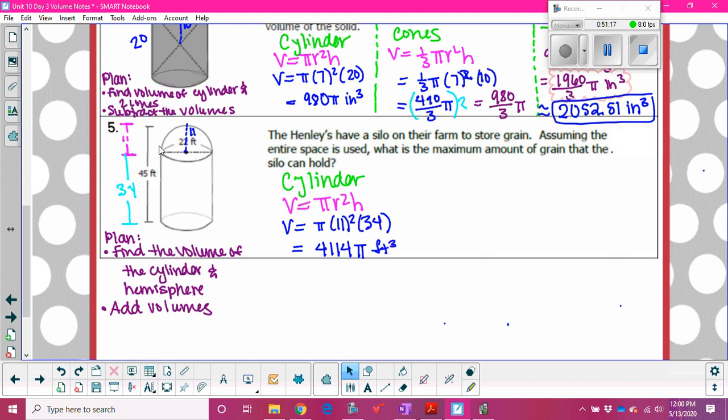All right, so now let's go look at the hemisphere. Write down hemisphere so we know what we're doing. The formula for the volume of a hemisphere is 2/3 pi r cubed. Let's fill in the pieces here since we have them. We're going to leave this in terms of pi, so all we have to do is 2/3 times 11 cubed. Let's go see what that looks like on the calculator.